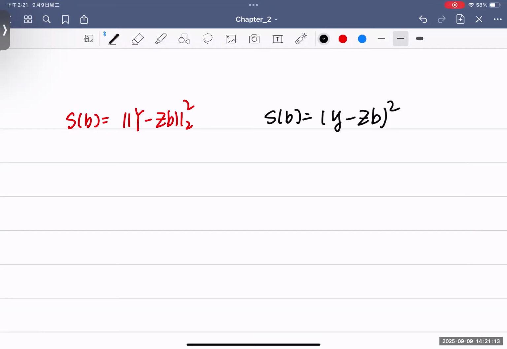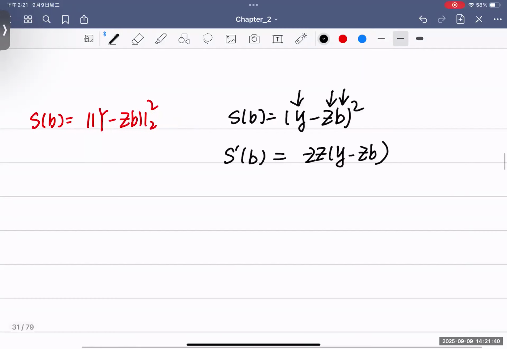In this one dimension case, each of them is just a constant. So we know that this f prime function is equal to negative z times 1 minus zb, and the additional 2 here. So this is the reason.